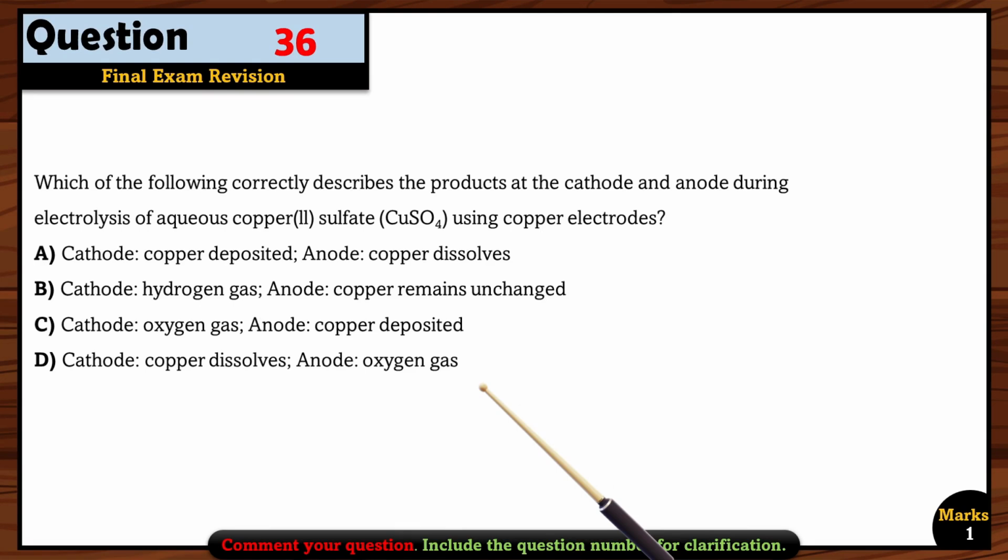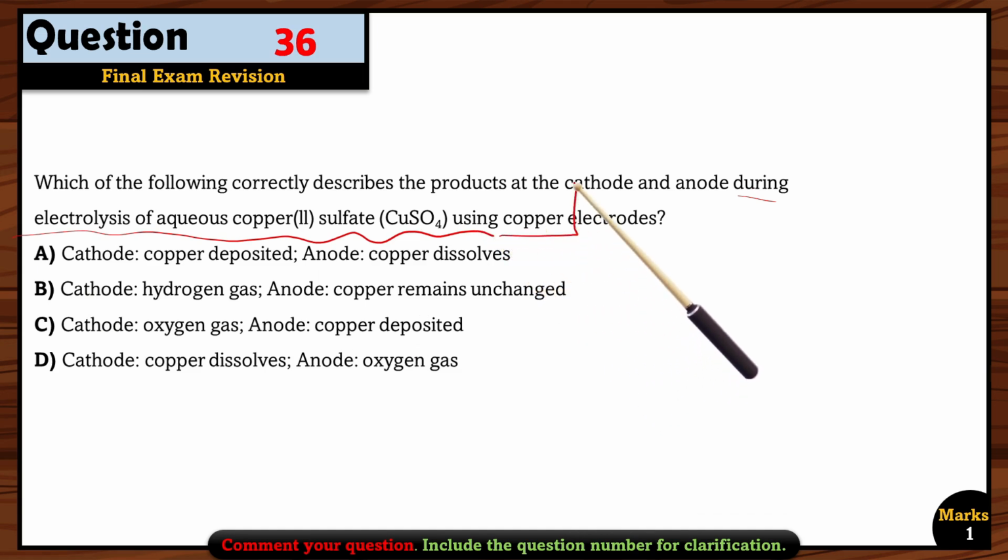Question 36. Again, which of the following correctly describes the products at the cathode and anode during the electrolysis of aqueous copper sulfate using copper electrodes? Right now we have copper electrodes and the solution is the same, copper sulfate. And I already told you, whenever you see a copper sulfate solution or copper chloride, anything that has copper in it, then your cathode will always have copper. The product will be copper metal.